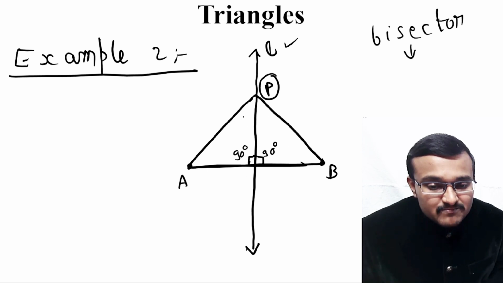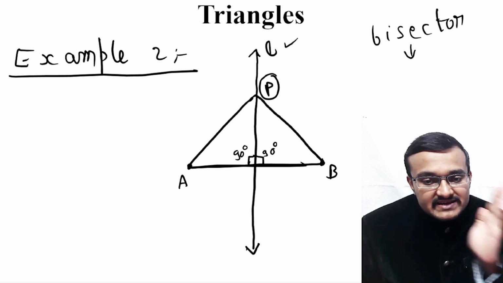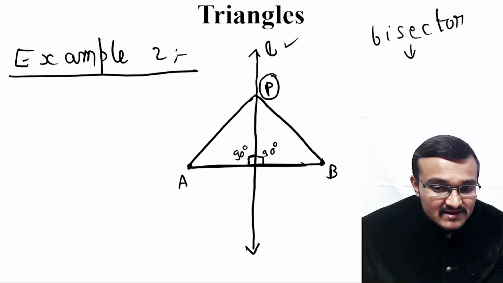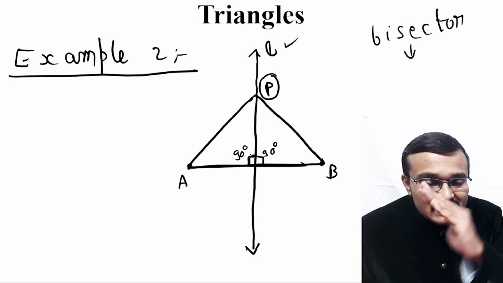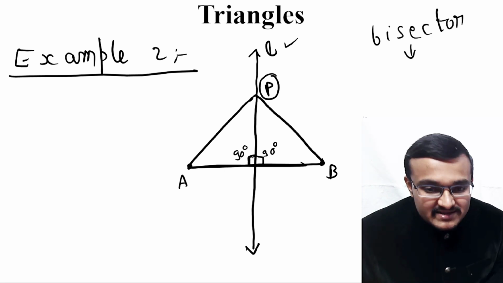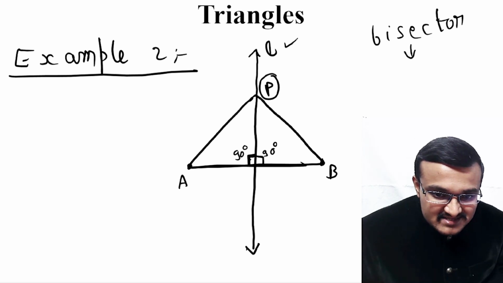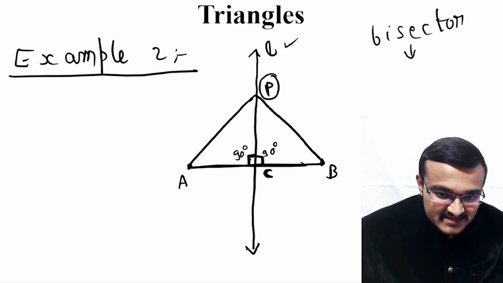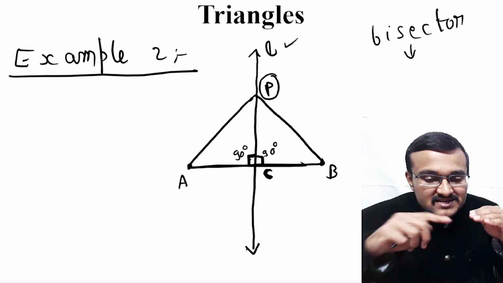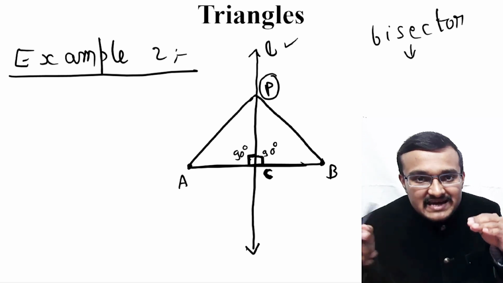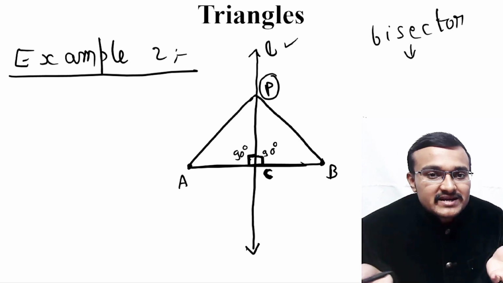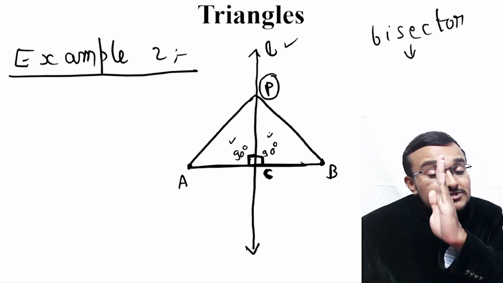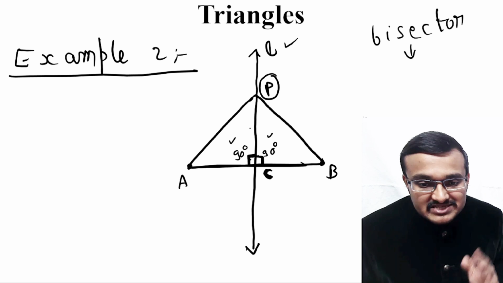This perpendicular bisector means it is exactly dividing AB into half in such a way that the angle created between this line L and AB will be equal to 90 degrees. If this side is 90 degrees, this side will also be 90 degrees, because here they have named this point as C. Since AB is a straight line, if you are considering angle ACB, then the total angle will be 180 degrees. So if this is 90 degrees, then this will also be 90 degrees because this is a perpendicular bisector.